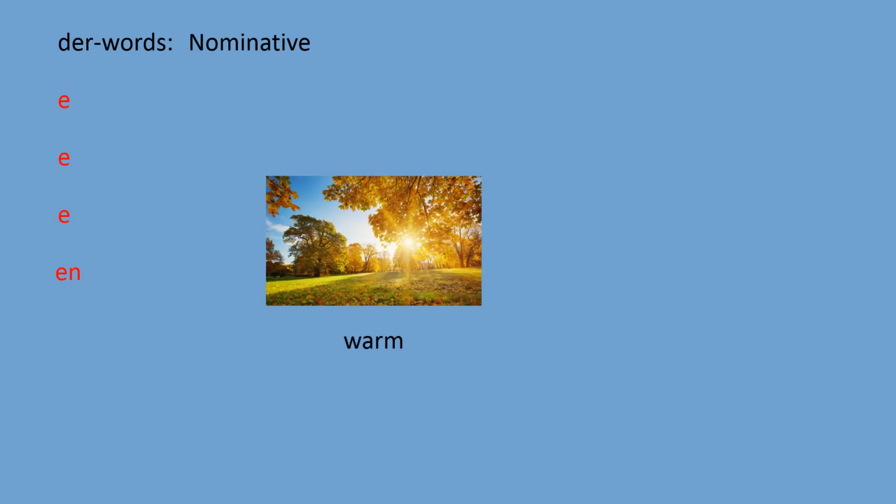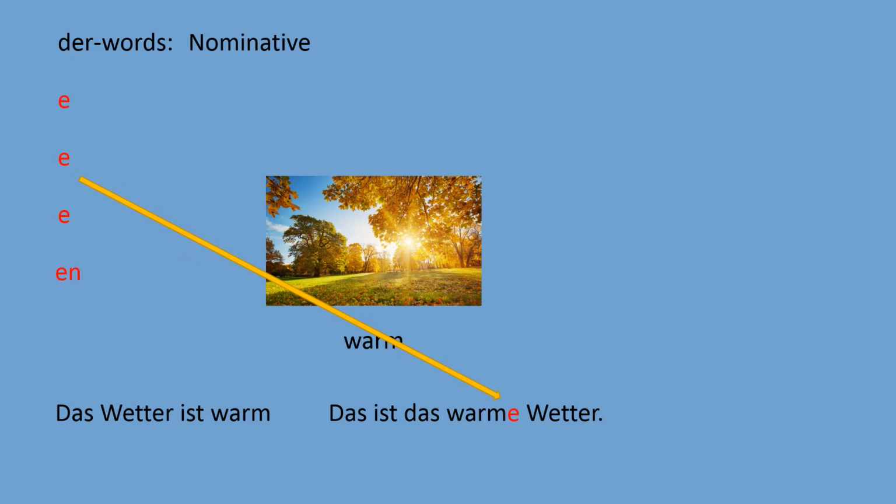So how does it work in grammar? Let's say, for example, we describe this picture and we see that the weather is warm. So we will say, das Wetter ist warm. In this sentence, we use our adjective after the verb, after the noun. But we can rewrite the sentence and say, das ist das warme Wetter. As you see, we changed our adjective warm. We put the ending e at the end. Why did we do so? Because we have an adjective preceded by a der word, and we just use one of the endings from our rule. So that is the way it works with der words.